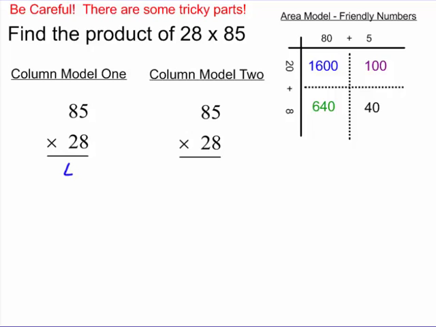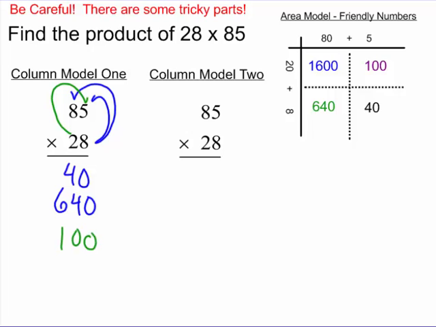8 times 5 is 40, so that's this piece. 8 times 80 is 640, so there's my first two numbers. The next part is 20 times a 5. So 20 times 5 is 100. And then lastly, 20 times 80, and this is the real big number, that's 1,600.